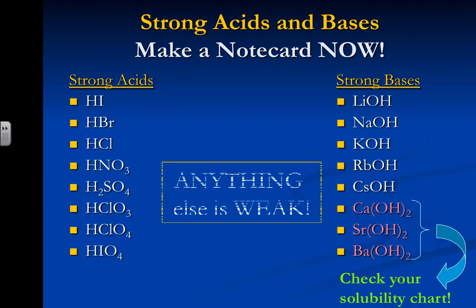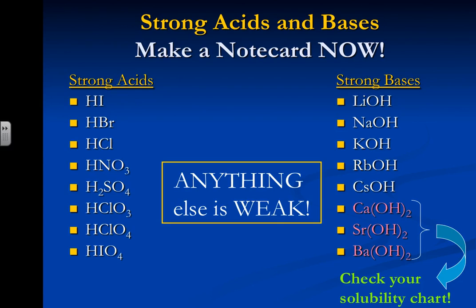I'll get back to that in a second. If it's another acid or another base, it's weak, okay? So if it's not on this list, you cannot break it into ions in equations. If it is on the list, you must break it into ions, okay? Hopefully that's clear. The thing with the pink ones, calcium hydroxide, strontium hydroxide, and barium hydroxide, if you take a look at your solubility chart, you might notice that they have little asterisks beside them, which means that they have limited solubility, yet they are considered strong bases.